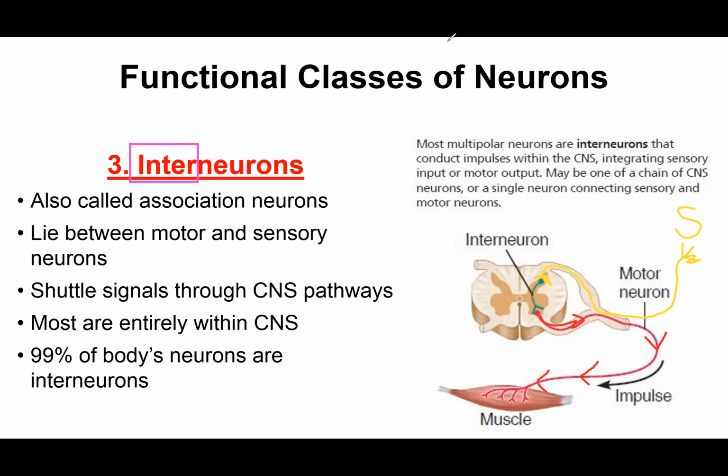So the interneurons are the between neurons. And 99% of the body's neurons are actually interneurons. Think of them as translators. They're translating the sensory signal that they're receiving into a motor signal. So our interneurons, these are our translators, okay?